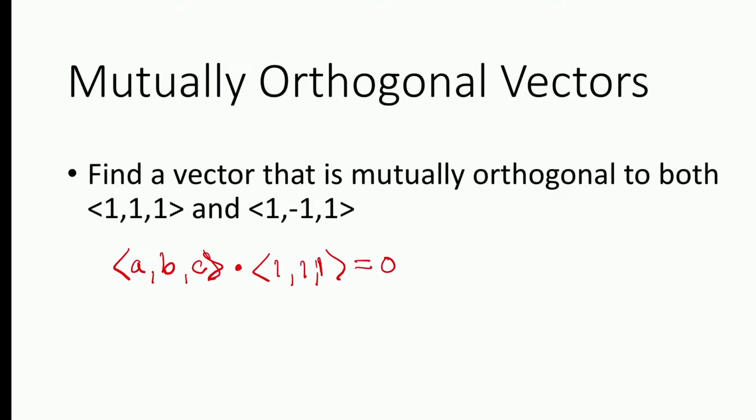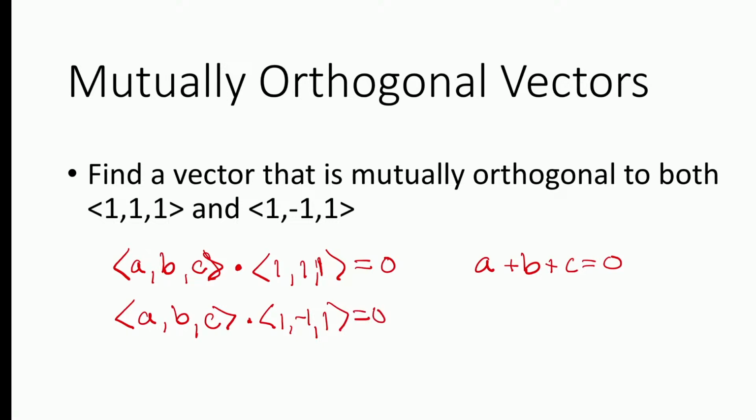Sorry, I should have mentioned this. Someone asked me, what does orthogonal mean? It's a fancy word for perpendicular that we use when we talk about vectors being perpendicular. So if you have a right angle, the dot product will be 0. And you could set this up as an equation. This is going to be a plus b plus c should equal 0. And then if it's also perpendicular to this other vector, 1, negative 1, 1, then you end up with a minus b plus c equals 0.